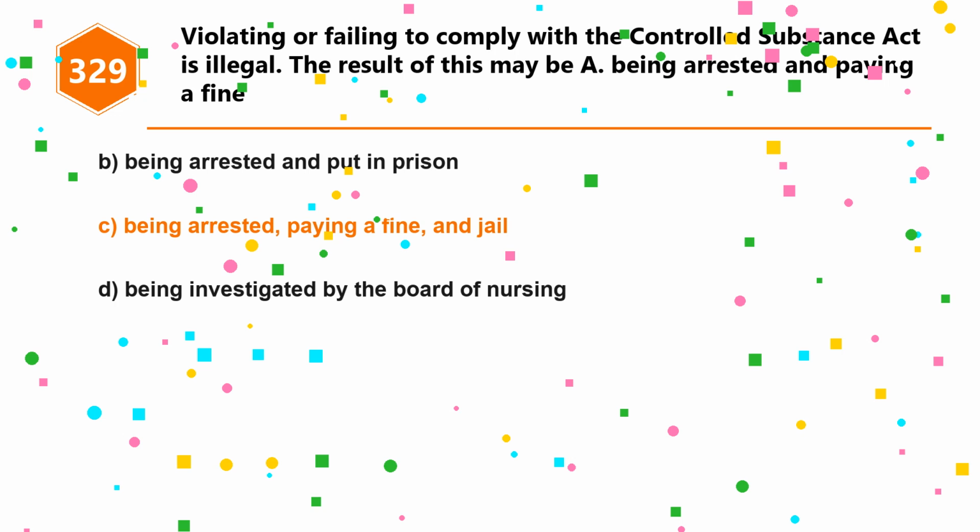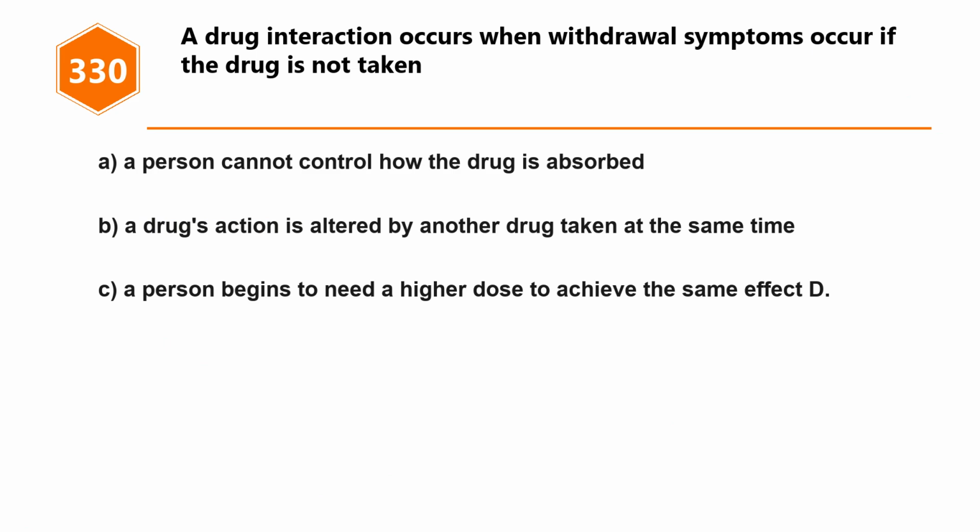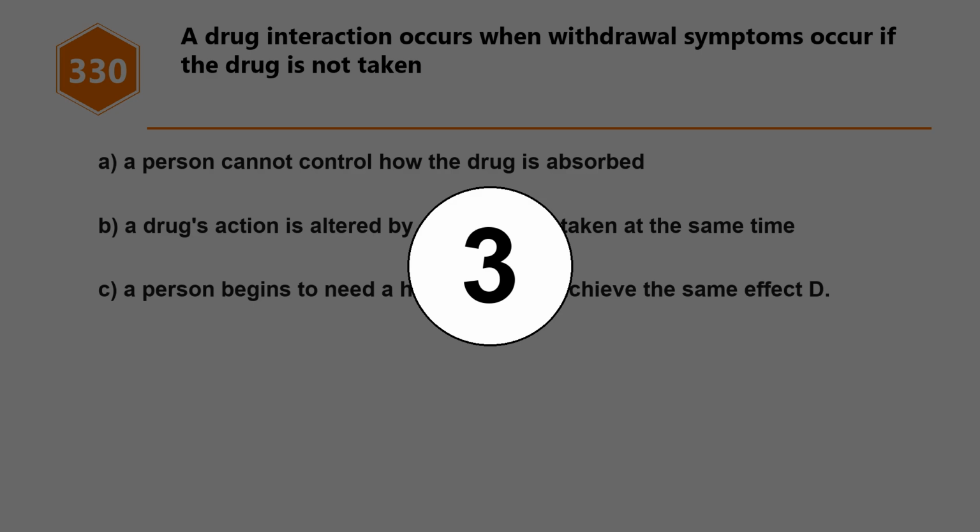The correct answer is option C. Being arrested, paying a fine, and jail. Question 330. A drug interaction occurs when withdrawal symptoms occur if the drug is not taken. Option A, a person cannot control how the drug is absorbed. Option B, a drug's action is altered by another drug taken at the same time. Option C, a person begins to need a higher dose to achieve the same effect. Option D.